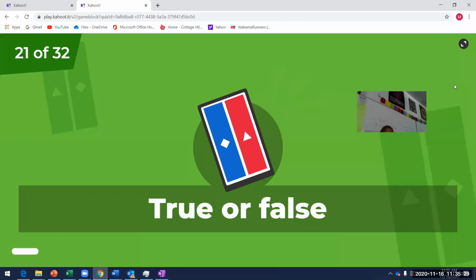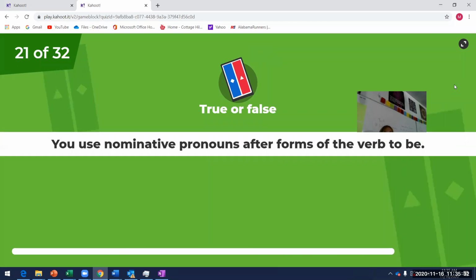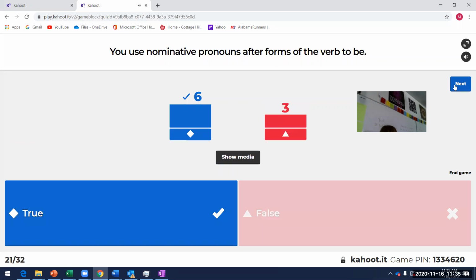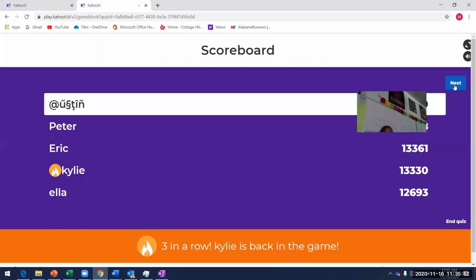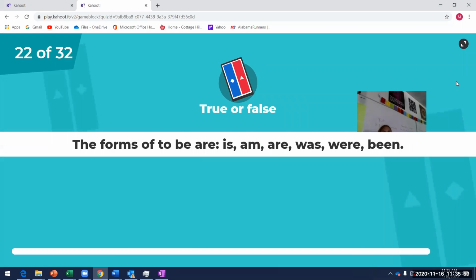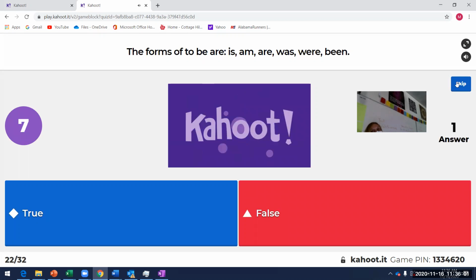Nice, Austin. All right, true or false? You use nominative pronouns after forms of to be. True or false? True is blue, red is false. True, very good. See, look, after forms of to be, nominative. Eric moving into second. All right, the forms of to be are is, am, are, was, were, been. True or false?